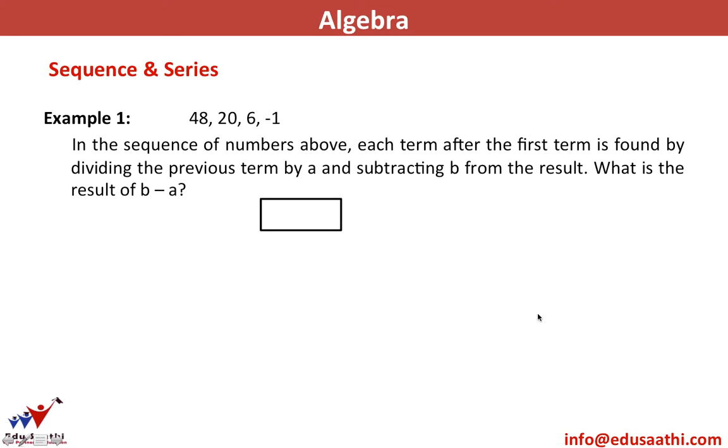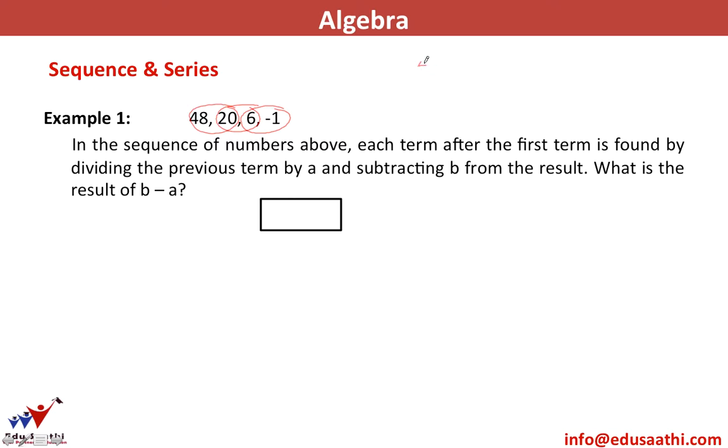Let's look at some of the questions related to sequence and series. In a sequence of numbers above, each term after the first term is found out by dividing the previous term by a and subtracting b from the result. What is the result of b minus a? Now these kind of questions, you'll just have to look at the numbers that are there, try to find out the values of a and b from the first set of numbers and try to apply it on the second and the third set to validate your answer.